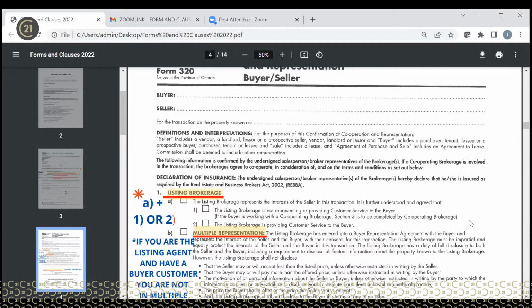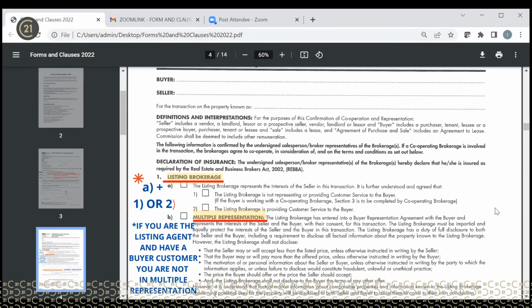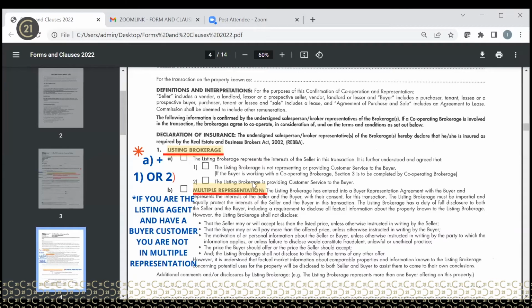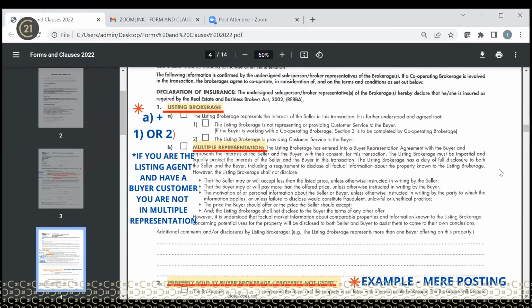So under listing brokerage, the brokerage represents the interests of the seller in this transaction, but read the fine print. It says, it is further understood and agreed that. So you're filling out A, that first part, but then you have to fill out 1 or 2, whichever is applicable, which is that the listing brokerage is not providing customer service to the buyer, or the listing brokerage is providing customer service to the buyer. So read through, make sure you understand the way the form is set up and what you need to acknowledge in it.